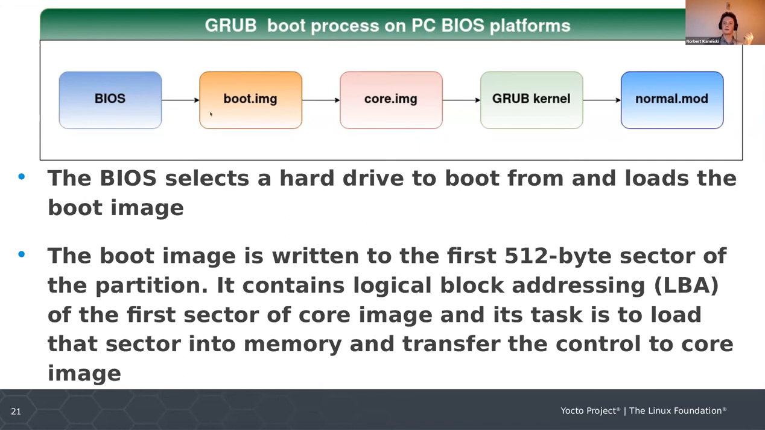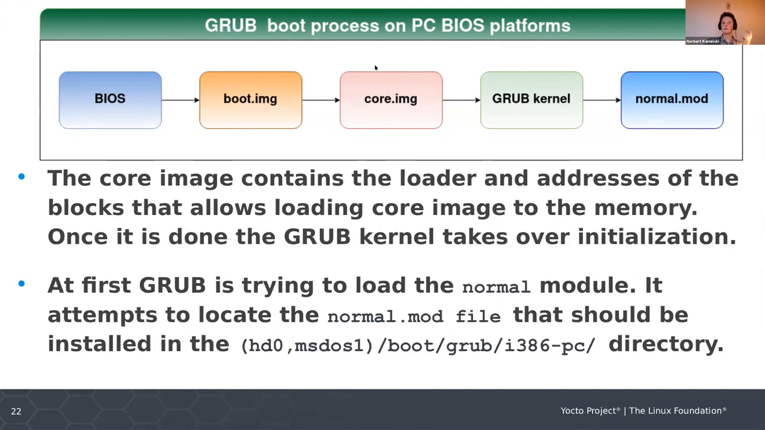It contains the logical block addressing of the first sector of the core image. Its task is to load the core image and transfer control to the core image. The core image contains the loader addresses of the blocks that allow loading the core image to memory. Once it's done, the GRUB kernel takes over initialization.